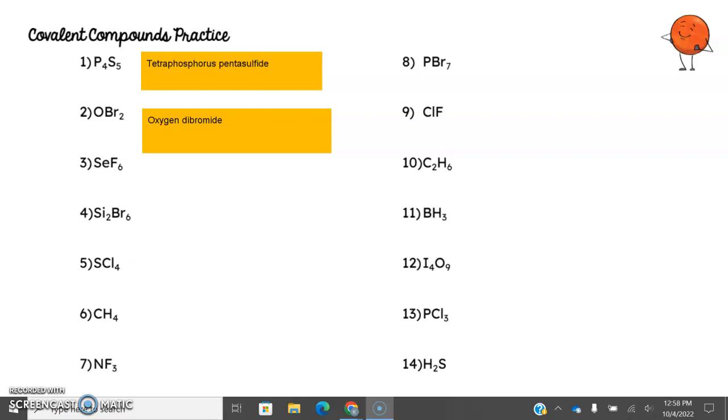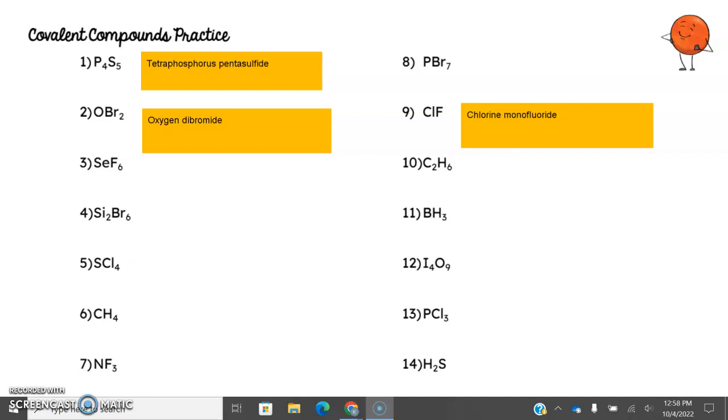Let's do 9 over here. And then this will be our last one for the naming, and then we'll do some of the formulas. So here we have chlorine and fluorine. These are both halogens. So our first one is chlorine. There's only 1 chlorine, but it's the first element, so we just say chlorine. And then there's 1 fluorine, but because it's the second element and there's 1 of them, it does get the prefix. So we'll say mono, and then of course we know that that's going to change to monofluoride.